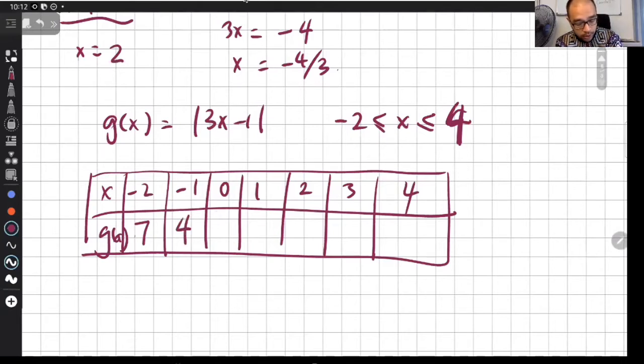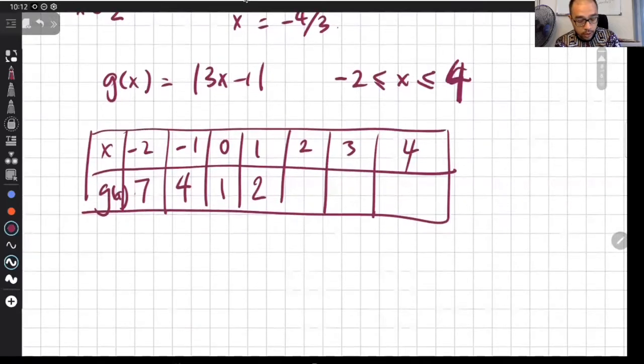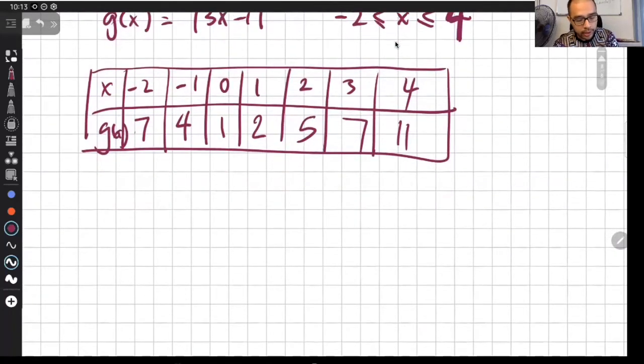This one will be 1, right? 3 minus 1 is 2. 6 minus 1 is 5. 9 minus 1 is 8. 12 minus 1 is... what's 12 minus 1? 11. Okay, now once you have done that, then of course, you can plot it out.